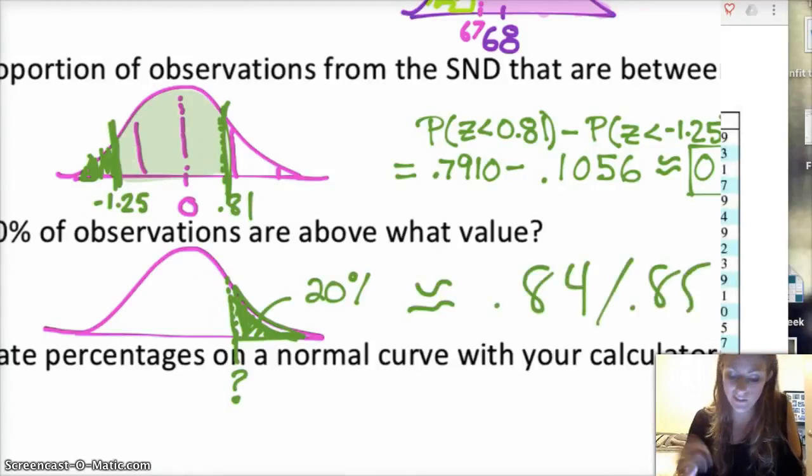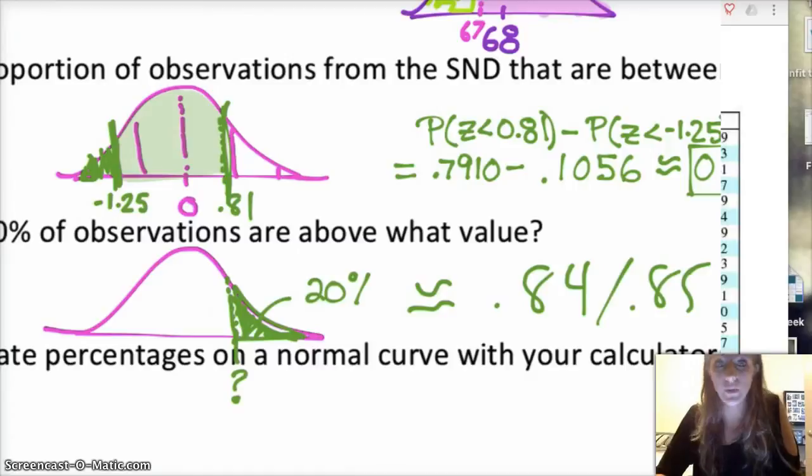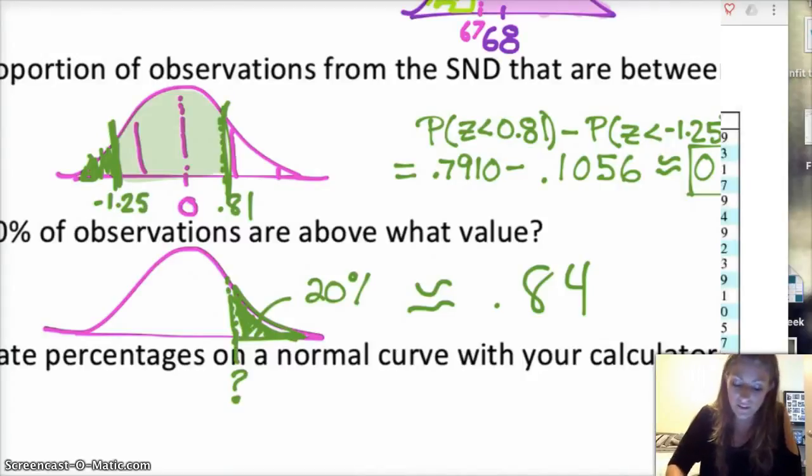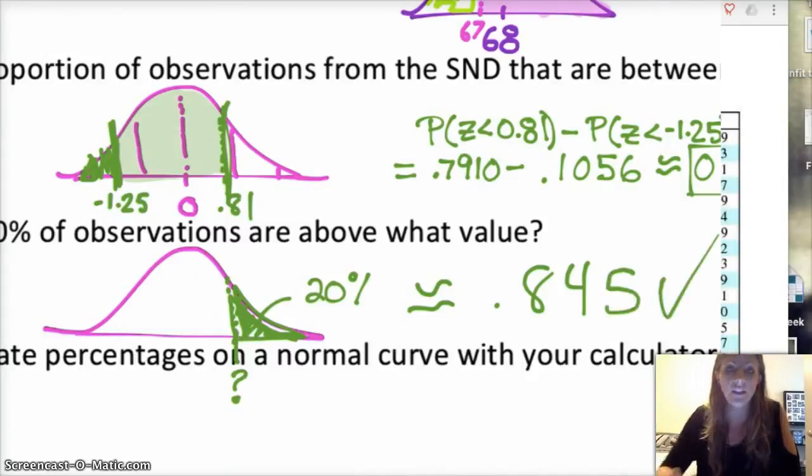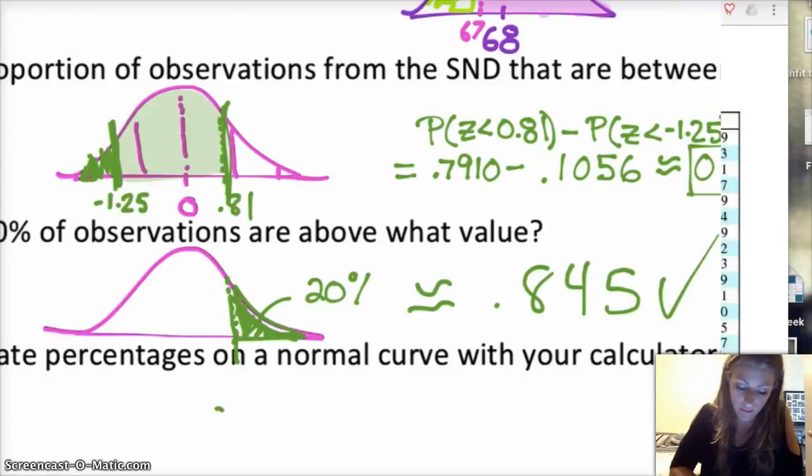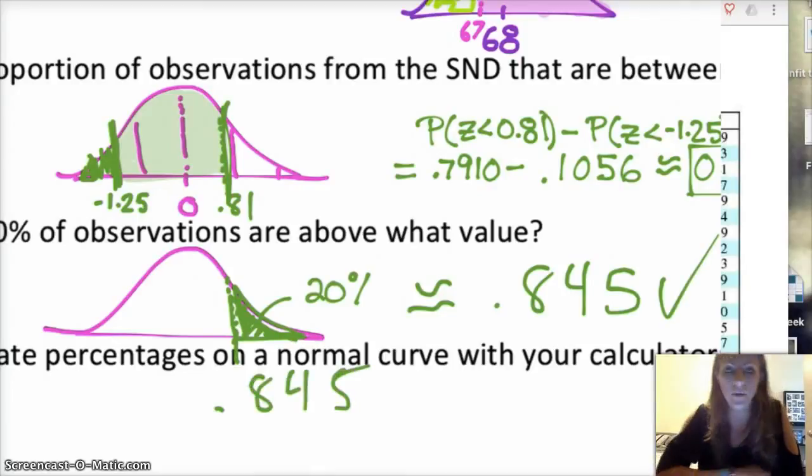So what I like to do is I say, okay, what's between 0.84 and 0.85? Oh, 0.845. That sounds great. So, this is all approximate, so that's cool. So 0.845 is that value, 0.845 approximately. Okay. All right. So now I want to go through how to do it in your calculator.